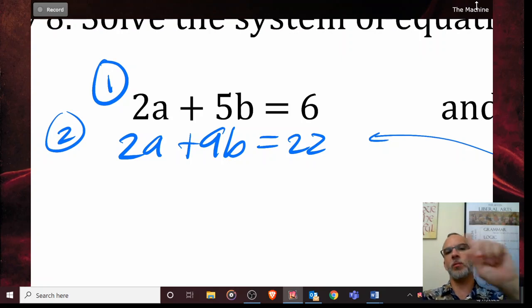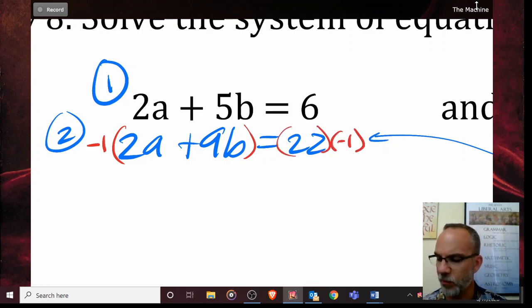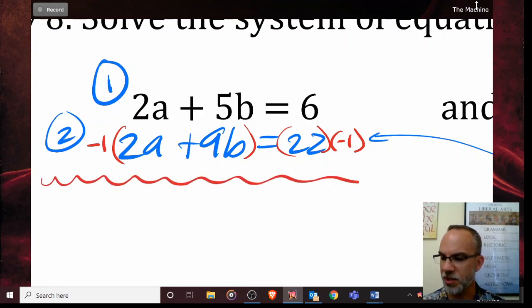I'm going to change the bottom one. Here's how I'm going to change it. I'm going to multiply the left and the right by negative 1. And won't that give me the opposite sign on the a term? Yes, it will. Now watch what I do here. I'm not going to draw a solid line. I'm going to draw a ziggity-zag line. That's because I'm altering the equations, but I'm not yet adding them.